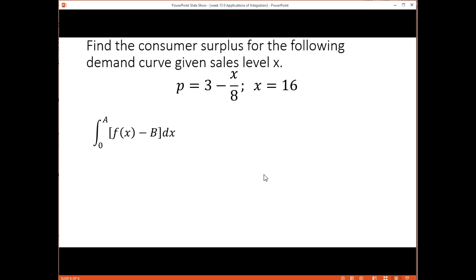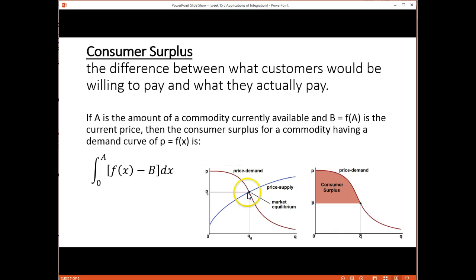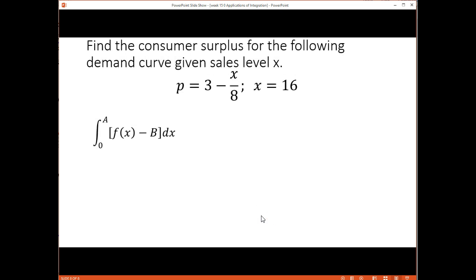If we look back in our previous slide, instead of using this price, we could have gone further in and used a price over here. It still would have been the same concept. I would have gone from 0 to A, and that still would have given me this top function minus my B. So nothing would have changed.